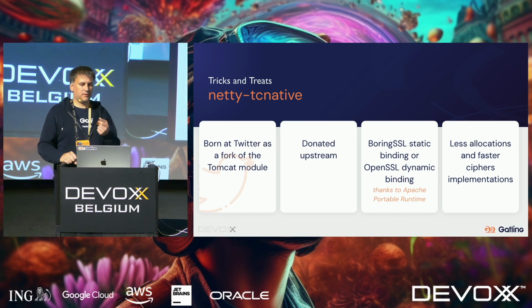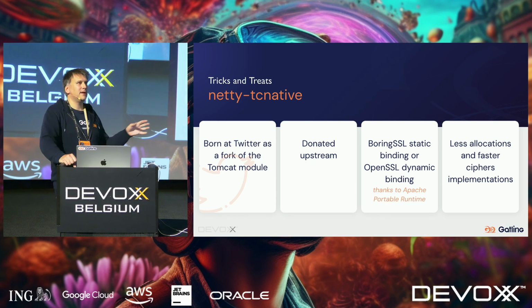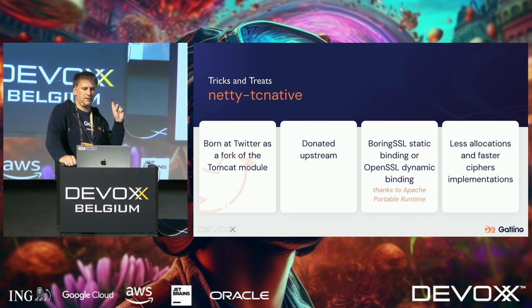Another interesting thing is Netty TC native. It's a way to replace the SSL engine that's available in the JVM, and instead plug in OpenSSL or one of its alternatives. This was originally born from Tomcat, hence the TC. It was forked by Twitter to make it usable from Netty, and then Twitter donated it upstream to the Netty project.